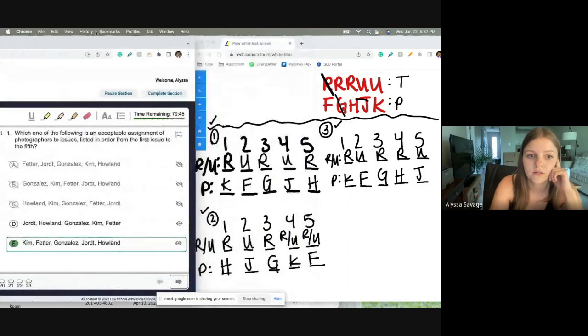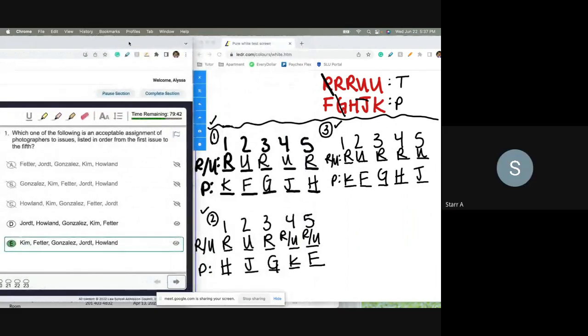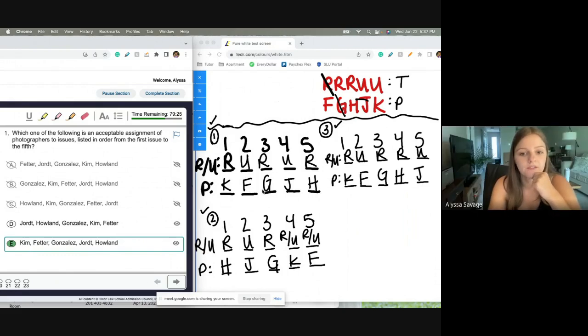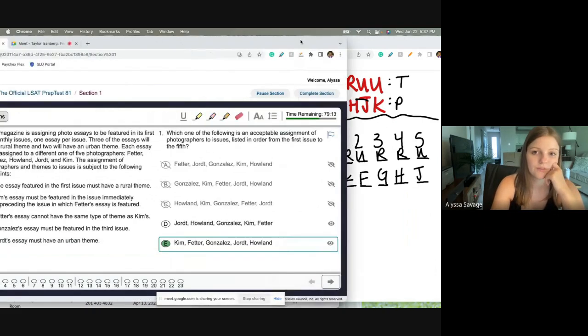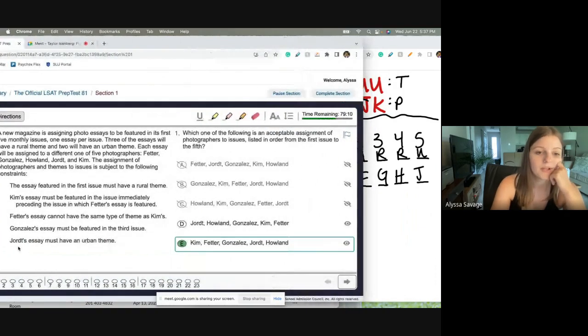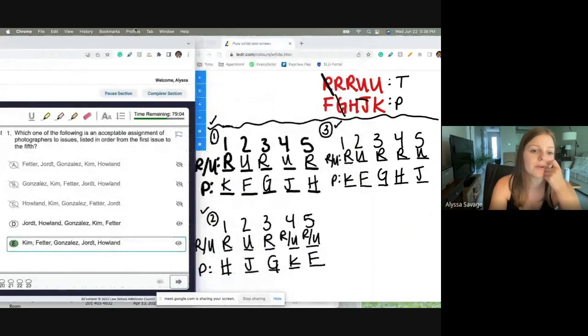Any questions on that? Yeah, I'm just trying to look at the first world. I guessed out of those two. So, based off of the worlds, in the first world we have K, F, G, J, H, which is answer choice E. But for D, I don't have a world that starts with J as number one. If we think about our rules, that kind of makes sense because J has to be urban, and if the first one has to be rural, there's no way that J could be number one.